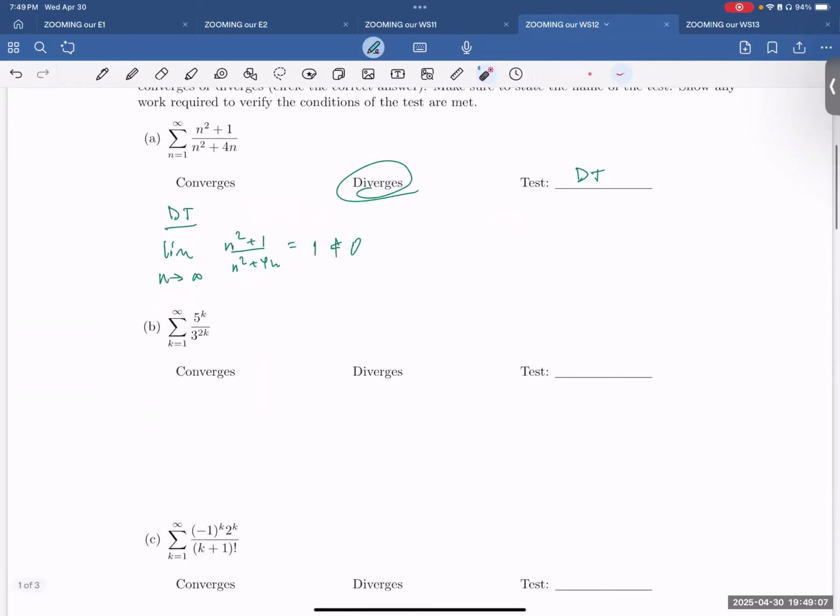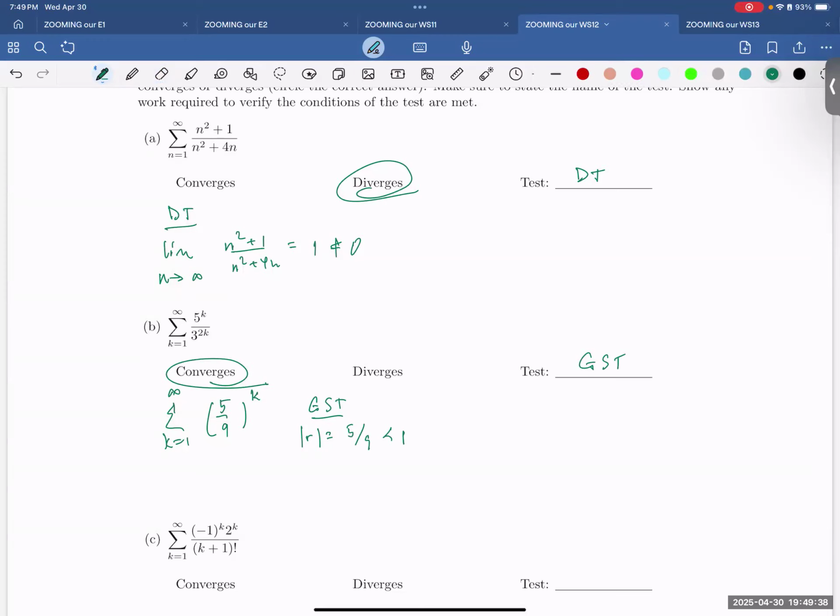Okay, and then this one. So this one's geometric. You have some things to the k. If we rewrote this, we would have 5 over 9 to the k. Geometric series test: the size of the ratio is 5/9, and that's less than 1, so the series converges.